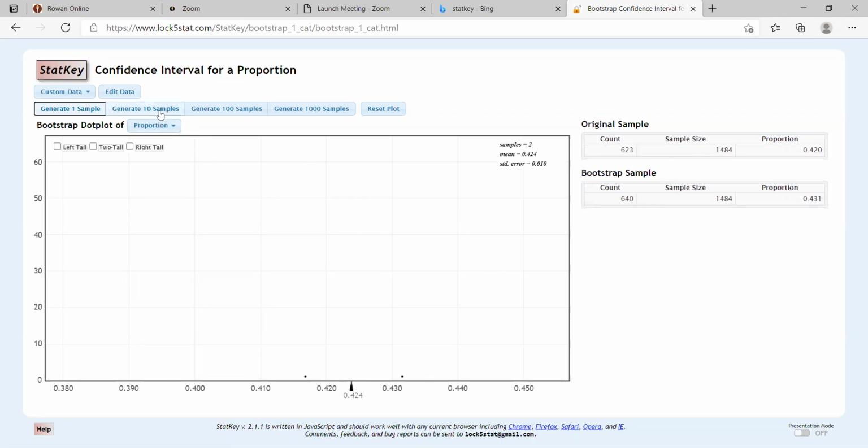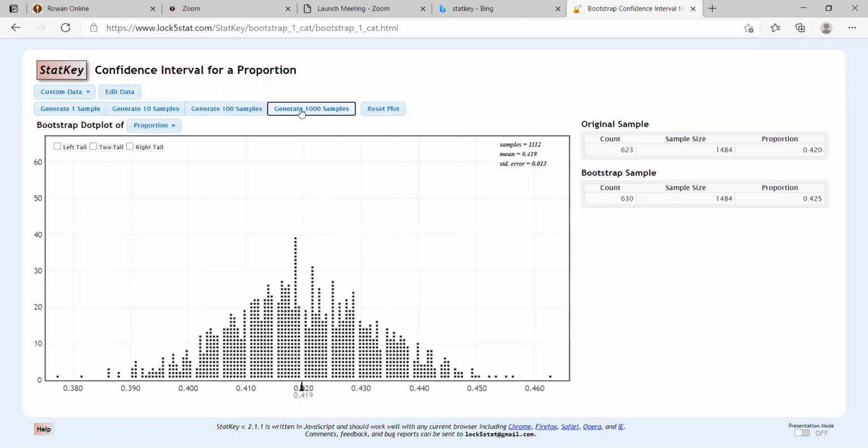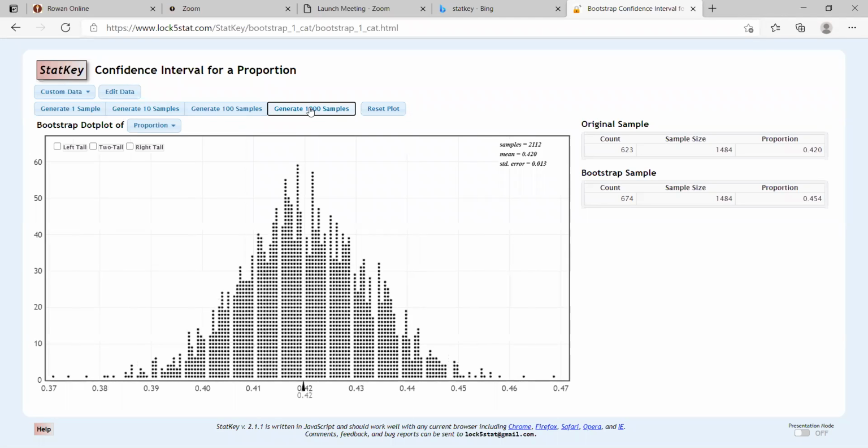Now, we can generate 10 of them at once. We can generate 100 of them at once. We can generate 1,000 of them at once. Right now, because of the buttons I clicked, it says up here the number of samples. See it up here? Samples is equal to. That's the number of samples I chose, 1,112. I chose 1, 1, 10, 100, and 1,000. That's 1,112. I can choose another 1,000 if I want to make it 2,112. So let's stick with that one.